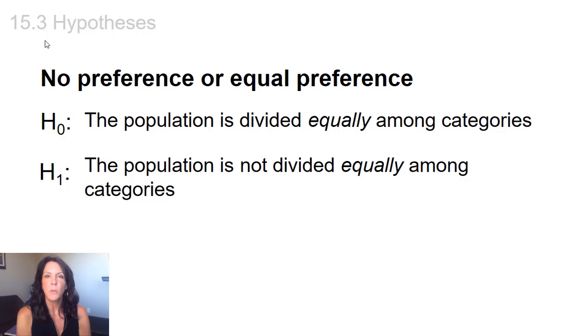So if we're doing a no preference goodness of fit test, that just means we're trying to figure out if some group is more popular than another group. And the null hypothesis is that the population is divided equally among the categories, that they're equally as popular. And the alternative hypothesis is that the population is not divided equally among the categories. So this is one type of goodness of fit test.